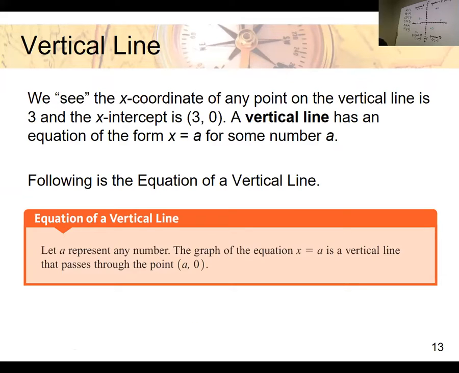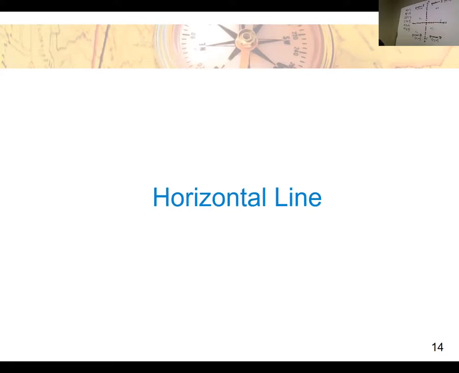Here it is. So a vertical line has an equation of the form x is equal to a, and a will be some number. So if I let a represent any number, the graph of the equation x equals a is a vertical line that passes through the point (a, 0), because a vertical line would be crossing the x-axis anyway. All right, questions on that? Okay, next we'll look at the opposite of a vertical line, that's a horizontal line.